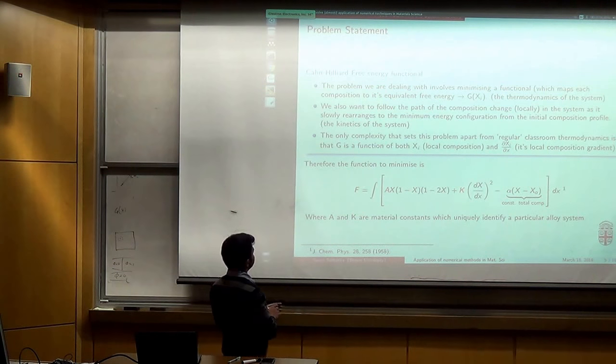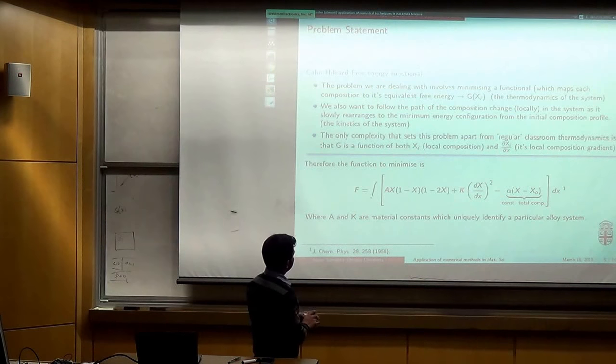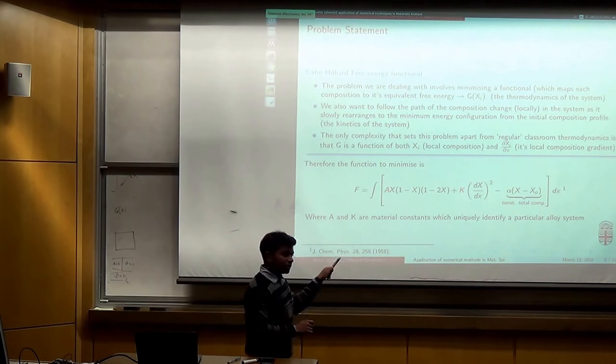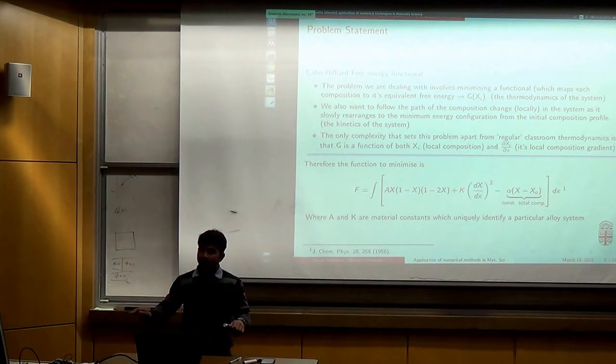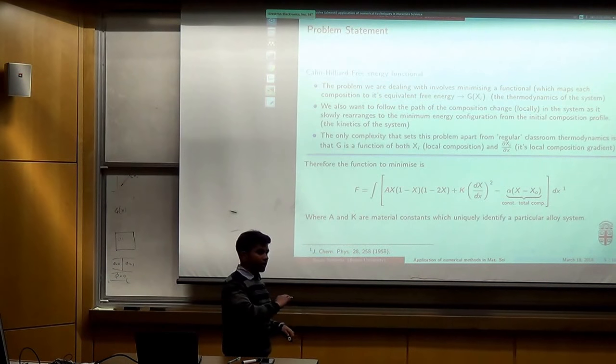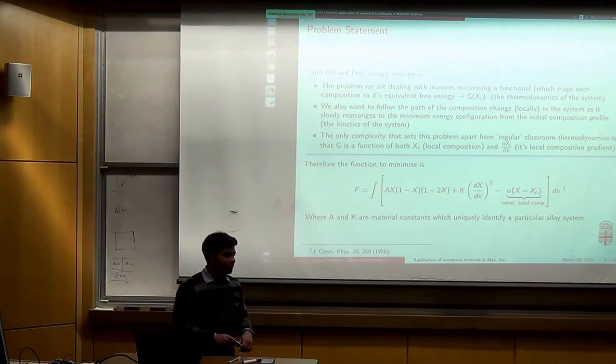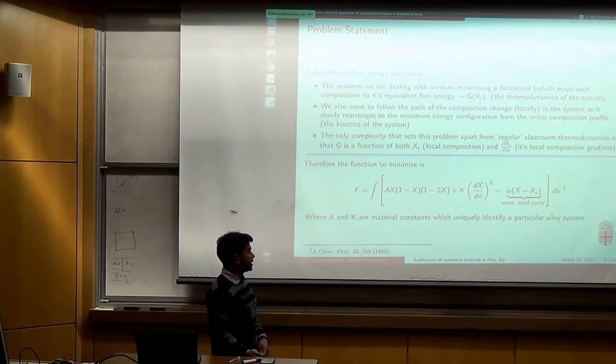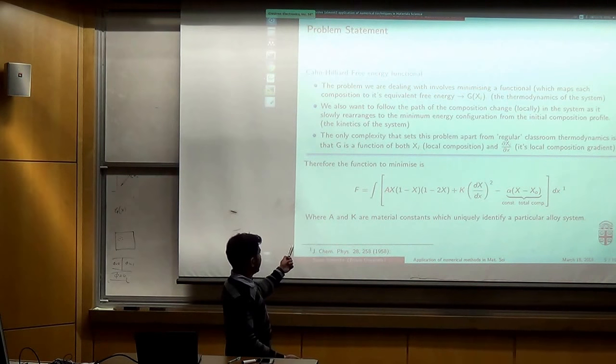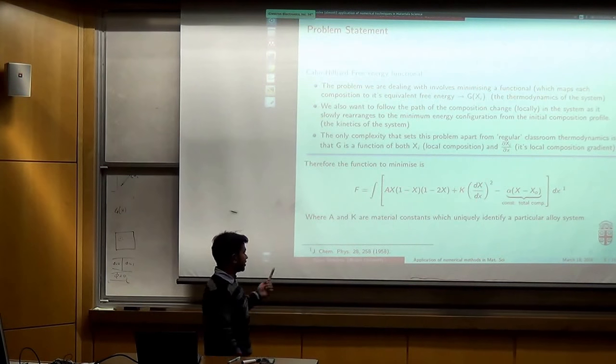Now again, over here, this particular functional is universally applicable. It is true for any material. But how do you separate iron from nickel or copper from zinc? It is with these values of A and K, which are material constants, which uniquely identify the particular system that we are talking about. So for iron, there will be a different value of A and K.